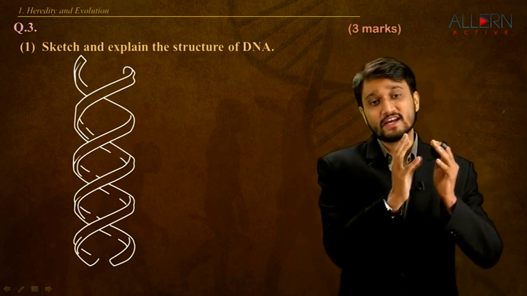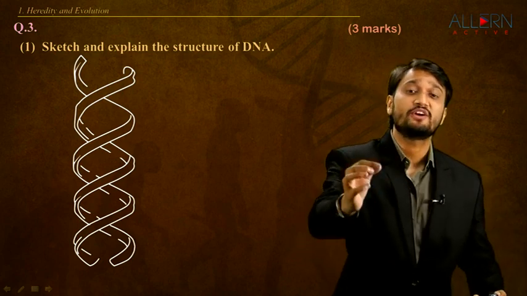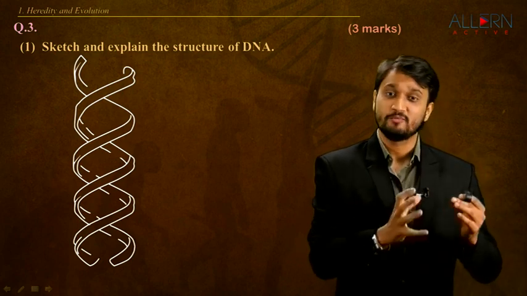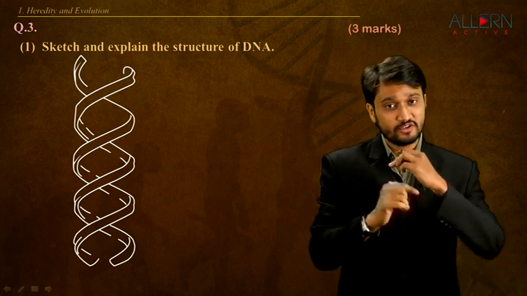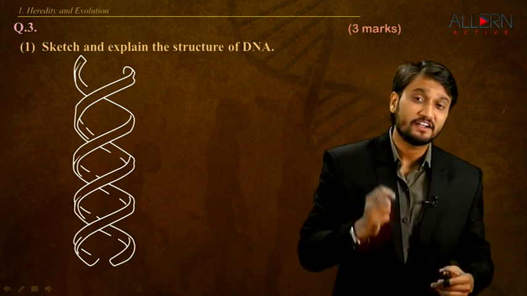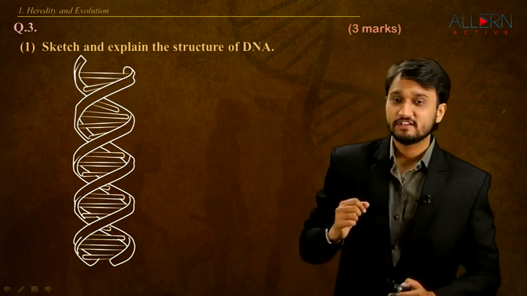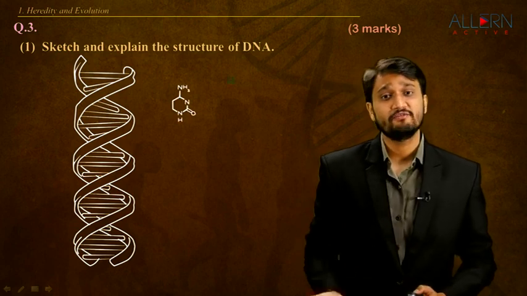Now the two strands are mainly made up of alternating units of sugar and phosphate that form its backbone. Both the strands will not just be present around each other, they need to be connected with each other, and that connection is done by nitrogen bases. So we fill in the nitrogen bases over here and finally we label it.